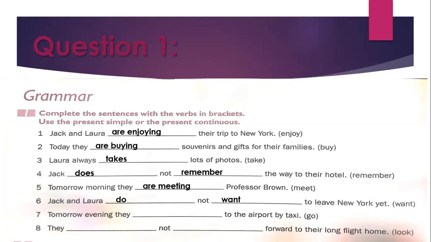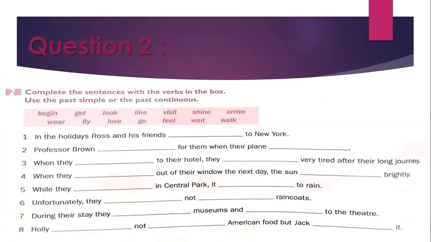Tomorrow evening, here we have future arrangement. So we use present continuous. They are going to the airport by taxi. They not forward to their long flight home. Again, we are talking about their visit to New York. So it is a temporary action. أحداث مؤقتة. With temporary action, we use present continuous. So they aren't looking forward to their long flight home. Any question? Okay, let's start now with the second activity.